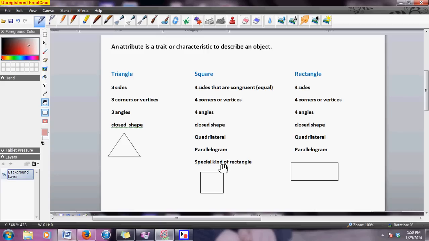And a square is a special kind of rectangle. And the reason why it is a special kind of rectangle is if you look at the definition of a rectangle, or the attributes of a rectangle, it's pretty much the same except for when you come to the four sides. So the rectangle, it just has four sides. It has four corners or vertices. Four angles. It is a closed shape. It is a quadrilateral, and it is a parallelogram.